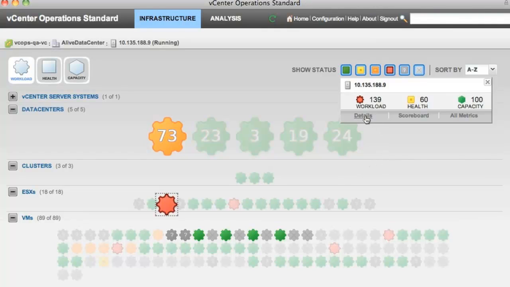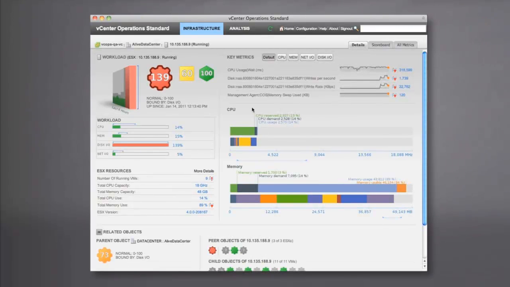It's the details section. So you notice that when I click on it, I get a few options here. I can go to Details, Scoreboard, or All Metrics. In this case, I want to go to Details to get some more information on what exactly this ESX host is doing. Now, I've navigated into the details for this ESX host. This screen is pretty dense and has a lot of information, so let me walk you through it so you can quickly understand it and understand how you can use it to determine what the problem is or what the next step you should take in investigating the problem is.